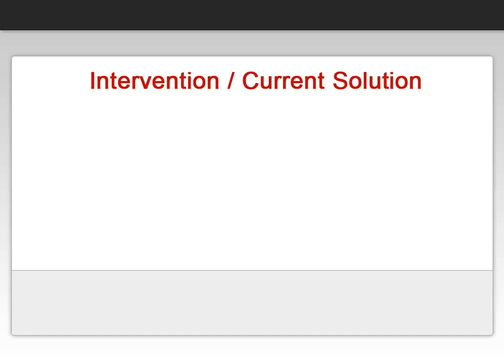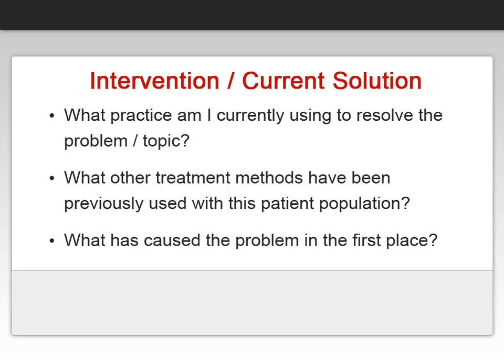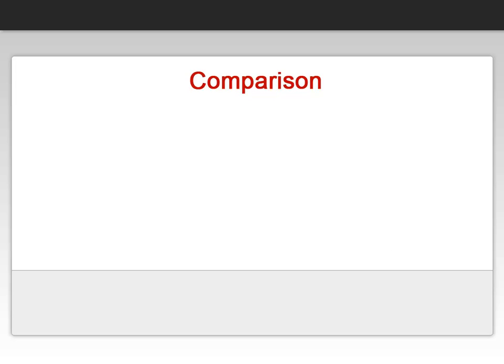The next part of forming the question makes us take a look at what is the current solution or intervention being used on our patient or problem. So we need to take a look at what current practice is being used. We also might want to know what other treatment methods have previously been used and what has caused the problem in the first place.